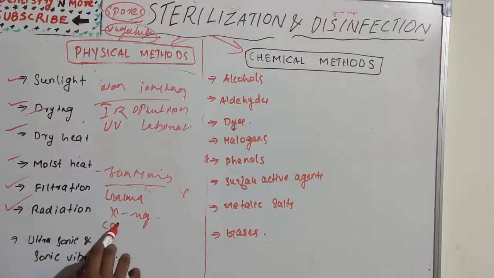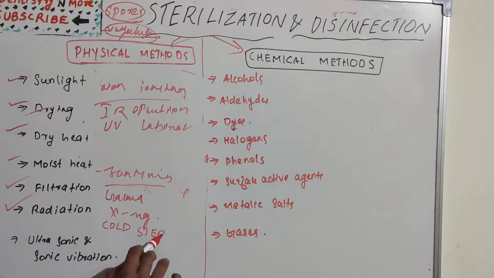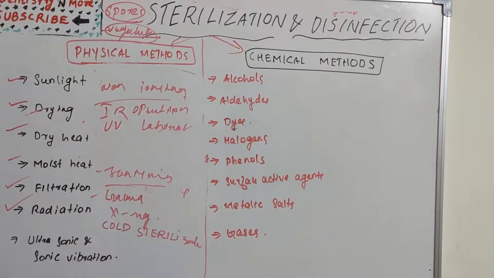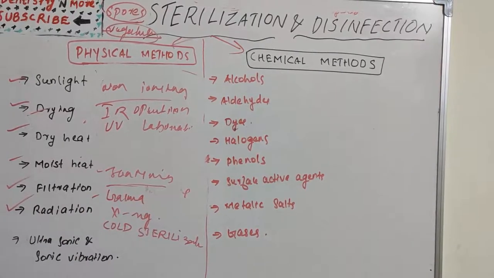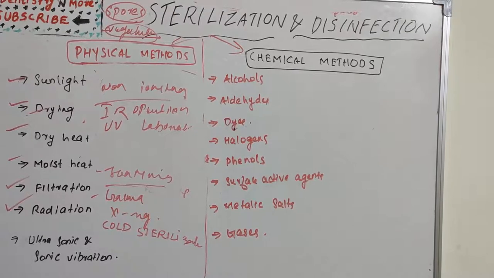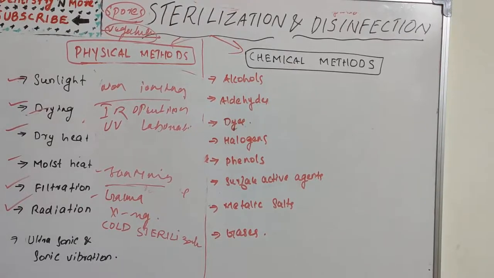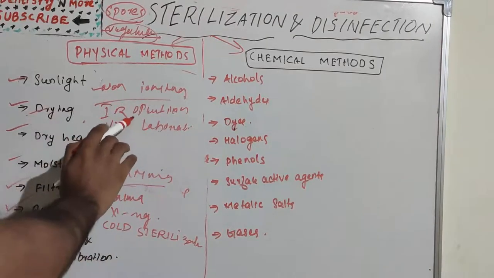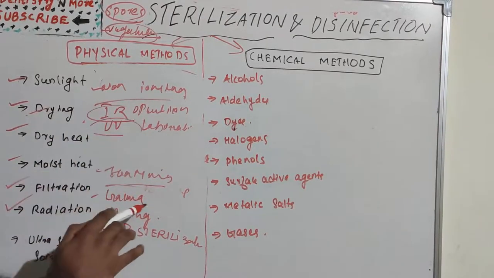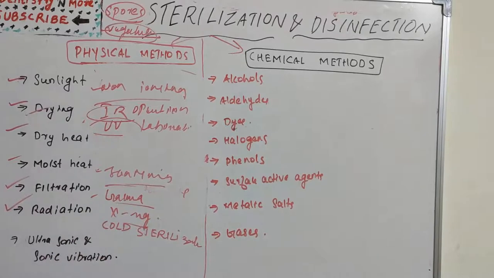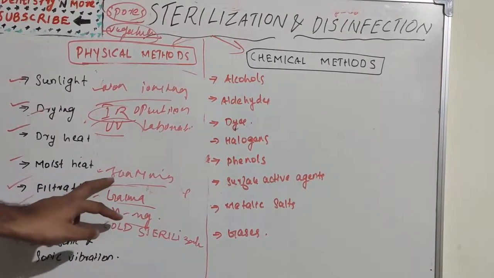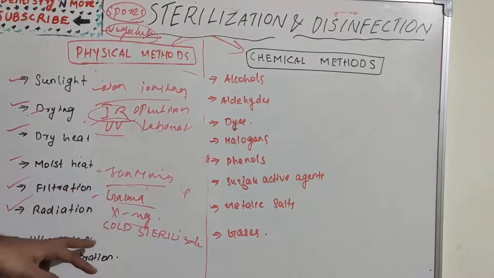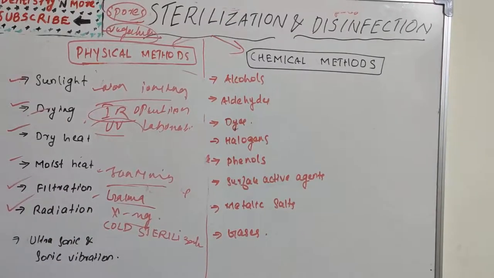It is a very important, commonly asked question, cold sterilization, because there is no increase in temperature. We are using just gamma rays or X-rays, which is known as cold sterilization, used for sterilizing plastics, swabs, metal foils, etc. So that is non-ionizing and ionizing. This is infrared and UV lights. This is gamma radiation and X-rays. Okay, so the ionizing radiation method is also known as cold sterilization.